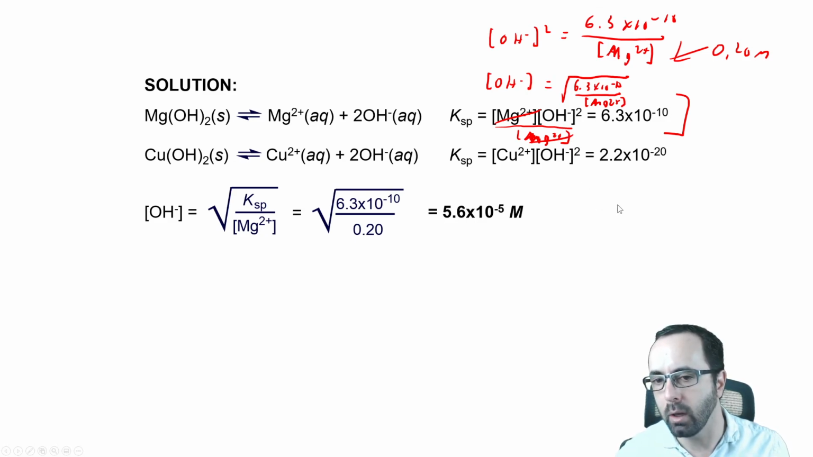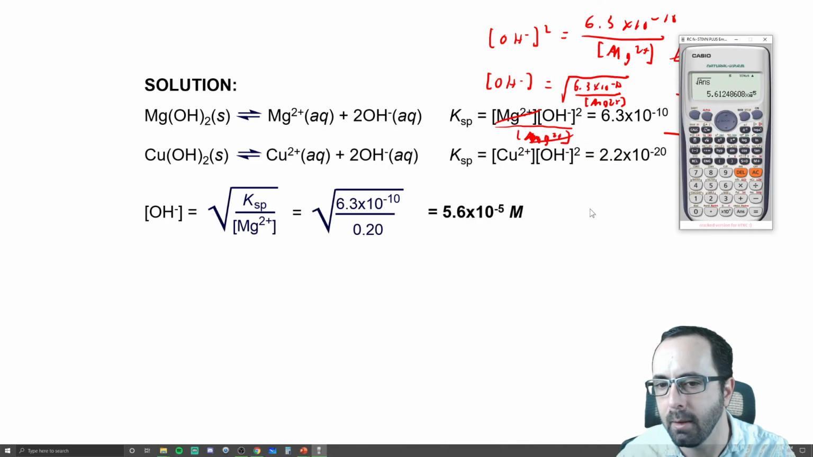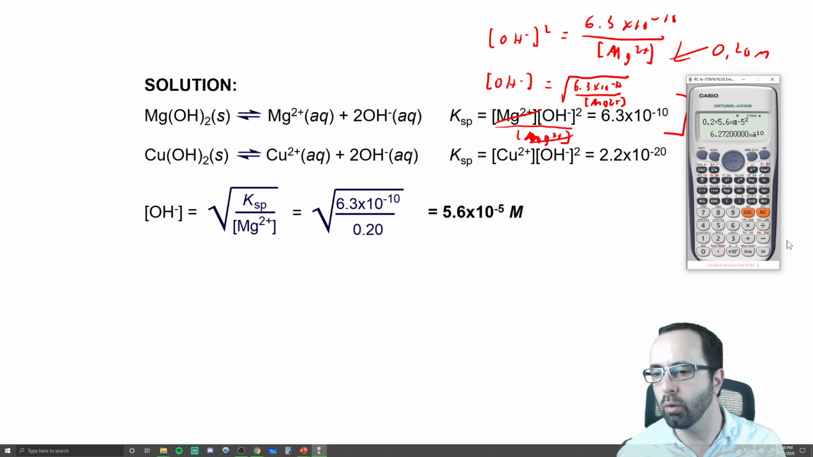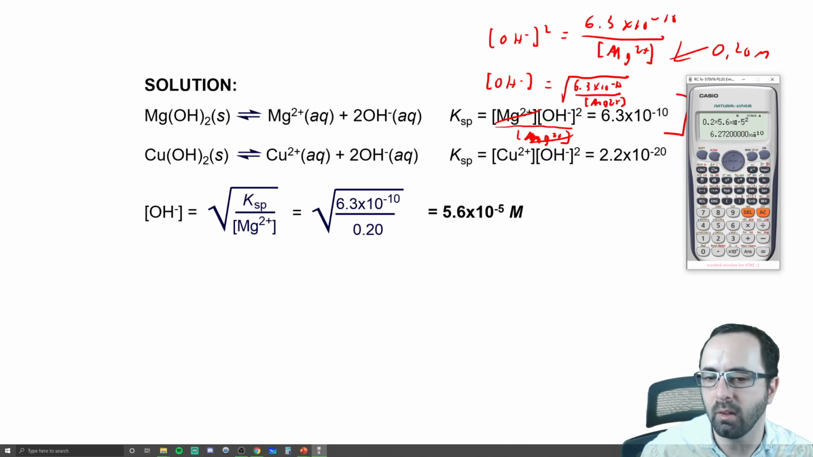So again, just going back, we're figuring out how much hydroxide we could have to be exactly at equilibrium. We can go back and plug this in to make sure it equals the K, right? So if we were calculating K, it would be the magnesium concentration, which was 0.2 molar, times the hydroxide concentration, 5.6 times 10 to the minus 5, and we'd square that. So here we're right at equilibrium, 6.3 times 10 to the minus 10.